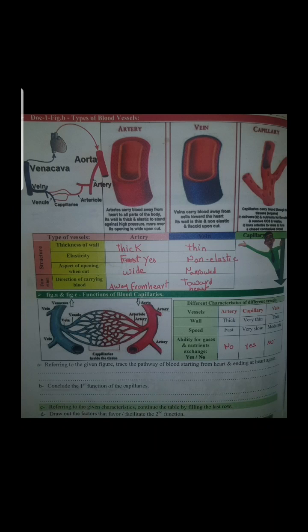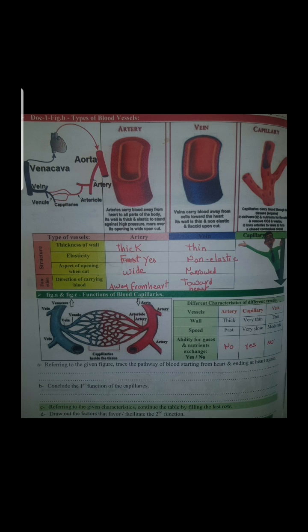The second type of blood vessels is the veins. The veins work in the opposite direction of the arteries. They carry the blood away from the organs back to the heart. They are flaccid, with a thin wall, and they are non-elastic. So the veins are the second type of blood vessels. They carry the blood from the organs back to the heart.